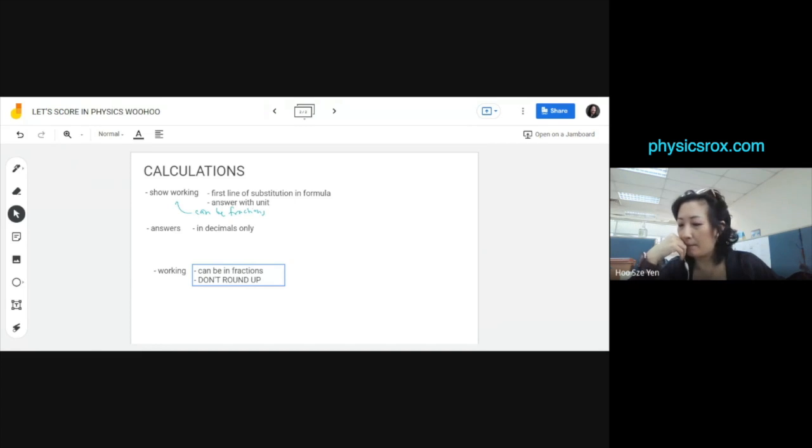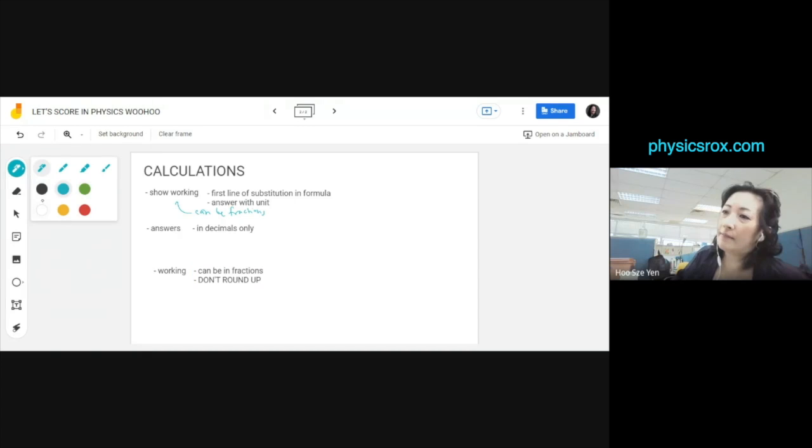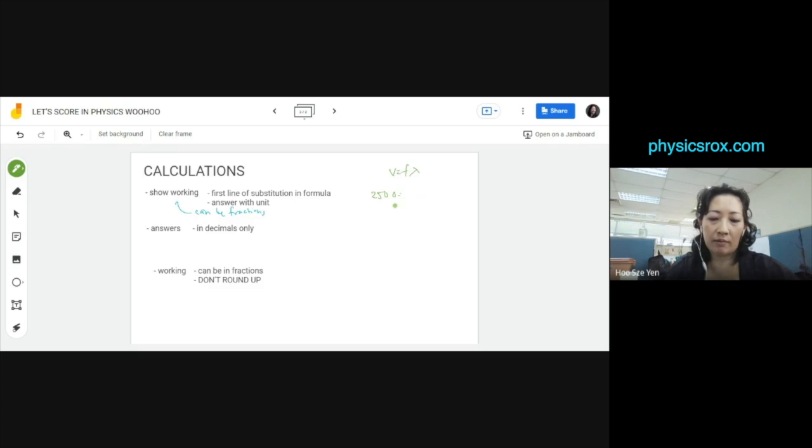I've got no example for you. But let's say, for example, you have to calculate V equals F lambda. Let's say V happens to be 2,500 and F is, let's say, something like, I'm going to come up with a weird number.